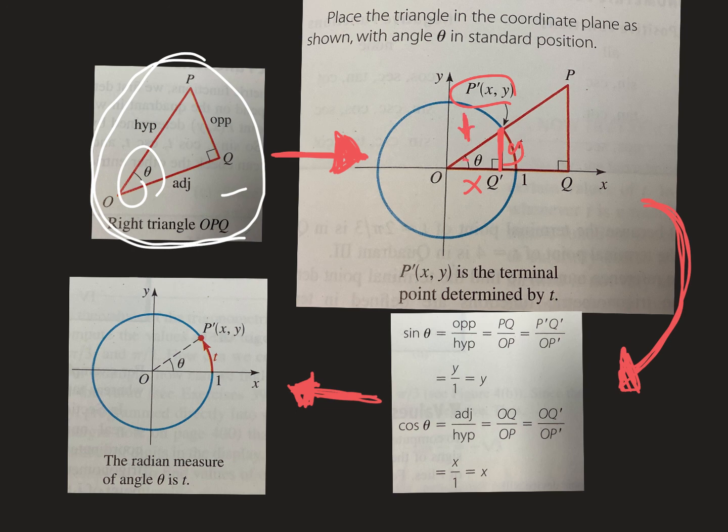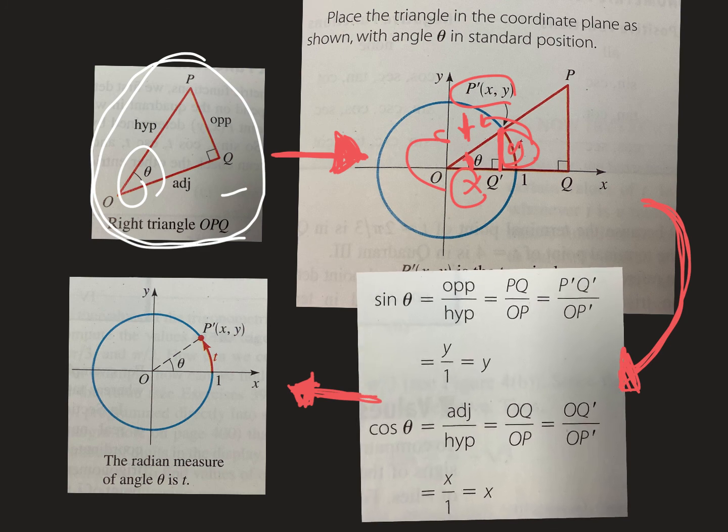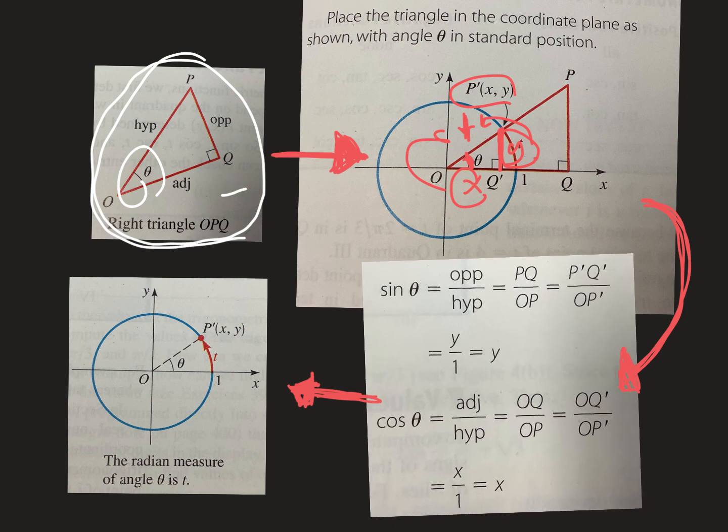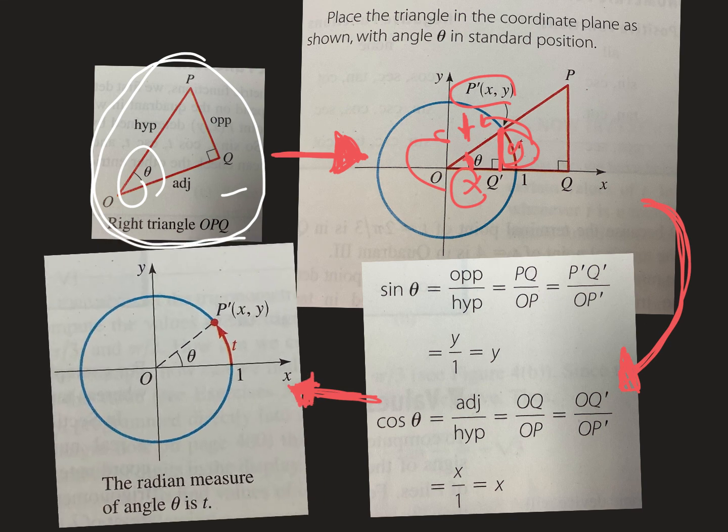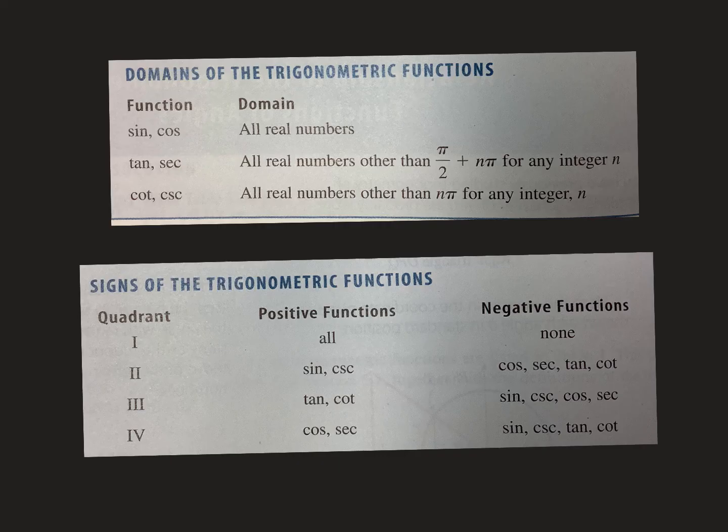Okay, now look at my theta in there. Remember sine is opposite over hypotenuse, so sine is y over 1. Remember cosine is adjacent over hypotenuse, so cosine is x over 1, which is what this box says down there. So that's why this stuff works. It's all about the SOHCAHTOA still. So the radian measure of any angle theta is the same as t. Whatever t is, that's what our radian measure is. All goes back to SOHCAHTOA.